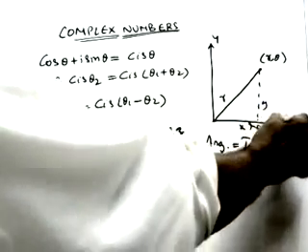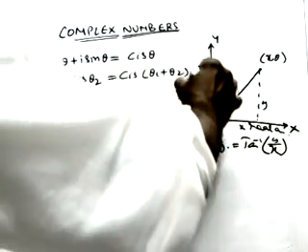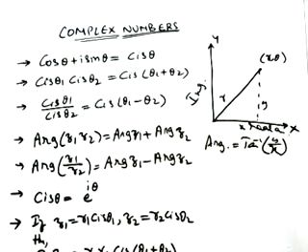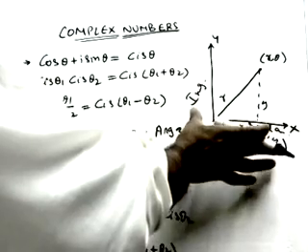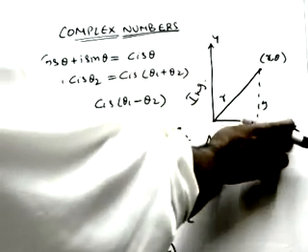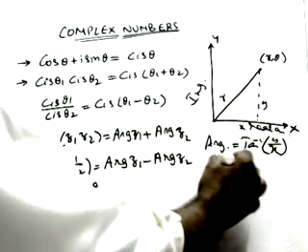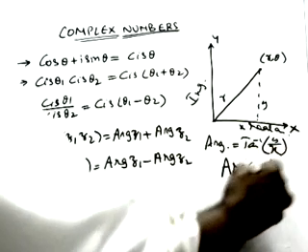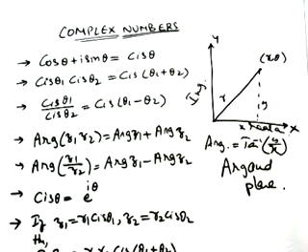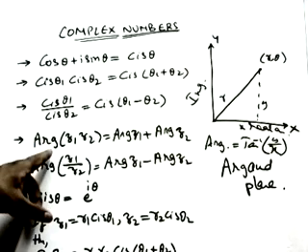Here the x-axis we call the real axis, and the y-axis is called the imaginary axis. The plane on which we draw these coordinate axes, with x as real and y as imaginary, is called the Argand plane. Argand plane means the plane where we draw the x-axis as the real part and the y-axis as the imaginary part of a complex number.